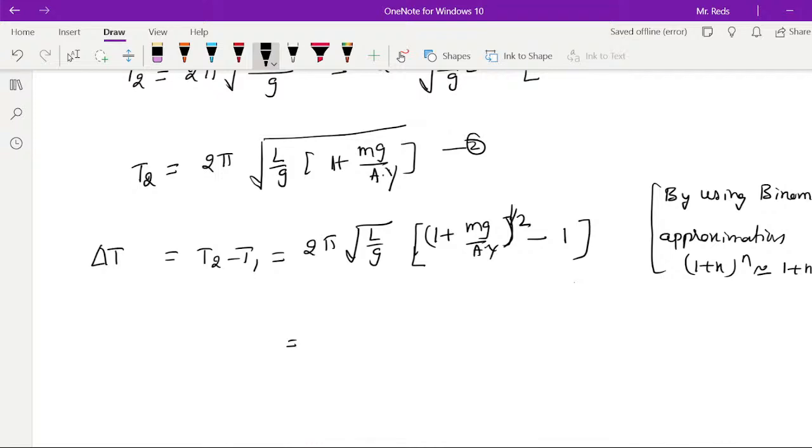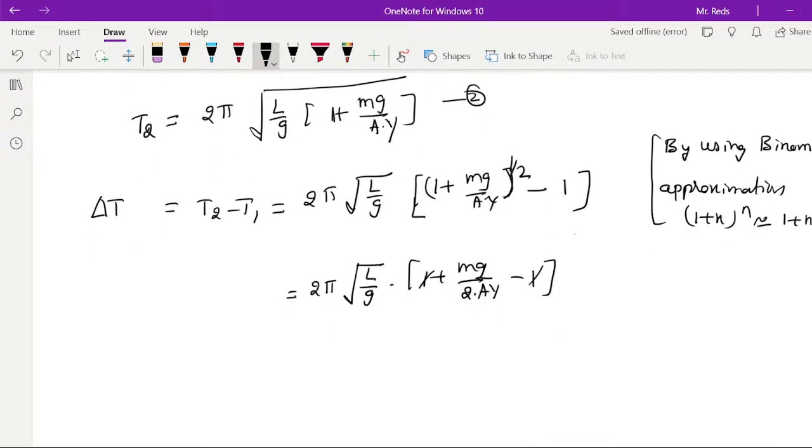So you can further write it as 2 pi into square root of L by g into 1 plus mg by 2AY, minus 1. This will simplify. After simplifying further, what do we get? mg by AY, outside of the root. Now you can understand what this is. Actually speaking, this is the effective m. That is what you have to consider here. Actually, this is m2, right?